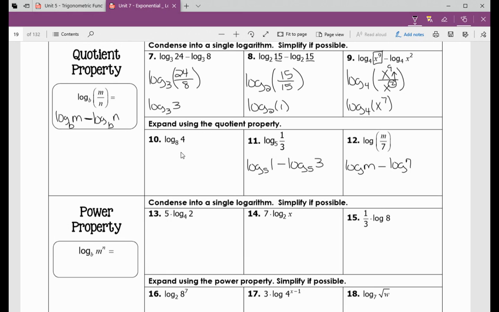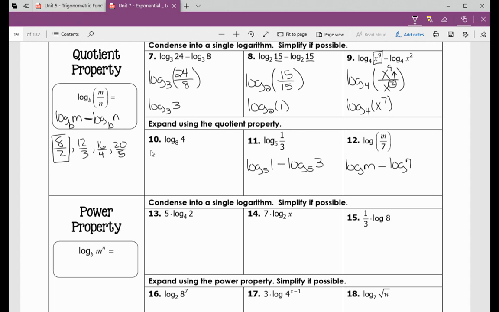Now, in number 10, it asked me to use this quotient property to expand that, but I don't see a fraction. Okay, so I need to come up with fractions that would divide out to a 4. So 8 divided by 2 is 4. Do y'all agree? 12 divided by 3 is 4. 16 divided by 4 is 4. 20 divided by 5 is 4. Do y'all agree? So I've got all kinds of them to choose from. I'm just going to use the first one just for the example.